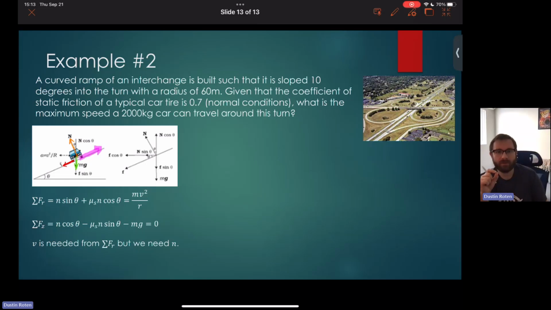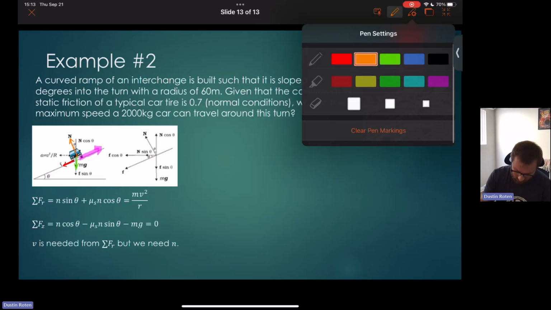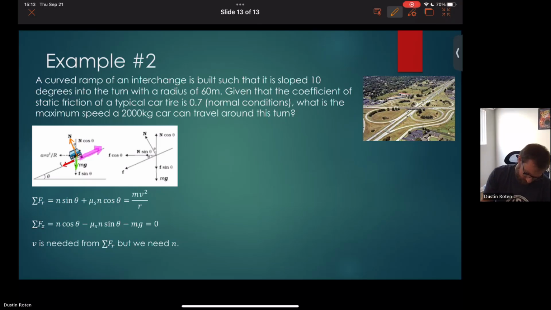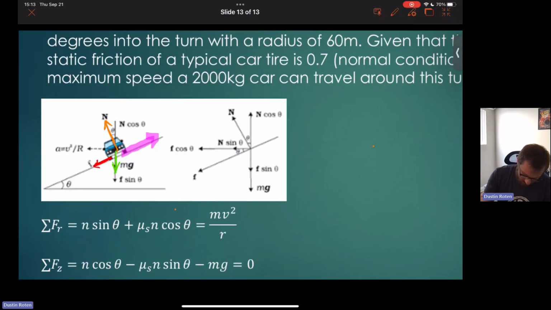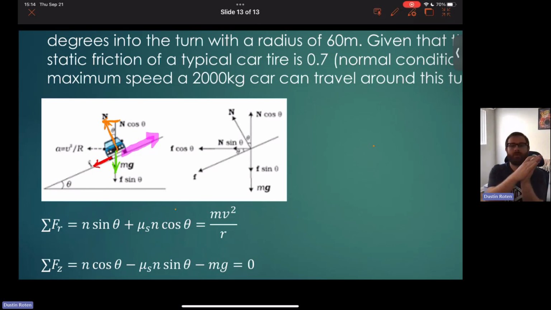All right, so in the radial direction, pointing toward the circle, we have the normal force, but we don't have all of the normal force. Remember, the normal force is wonky. It points in the x direction and the y direction. So only this piece, the opposite of the angle, N times sine theta, is the component pointing toward the center of the circle.